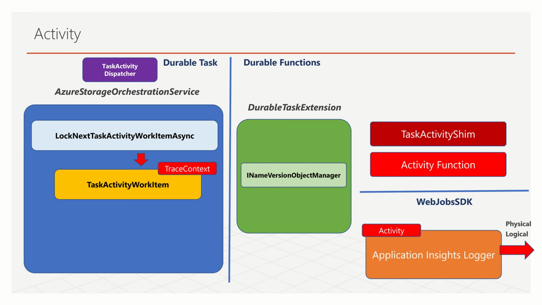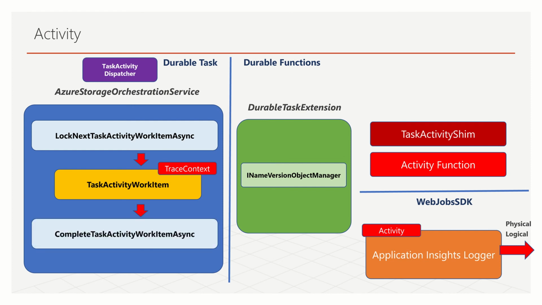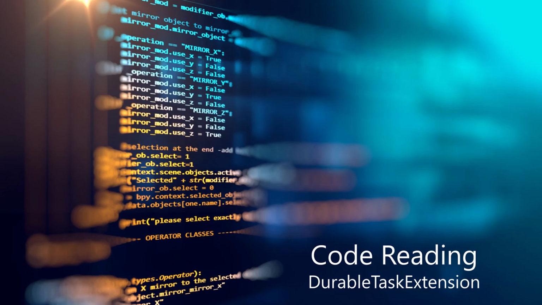Application Insights. This feature is not implemented in the current version, but I already created a pull request and it is merged on the WebJobs SDK side. Maybe the beta release will include this feature. So this is the overview of the current implementation of durable functions distributed tracing. If you want to learn more, this is the same, so I just omit it.